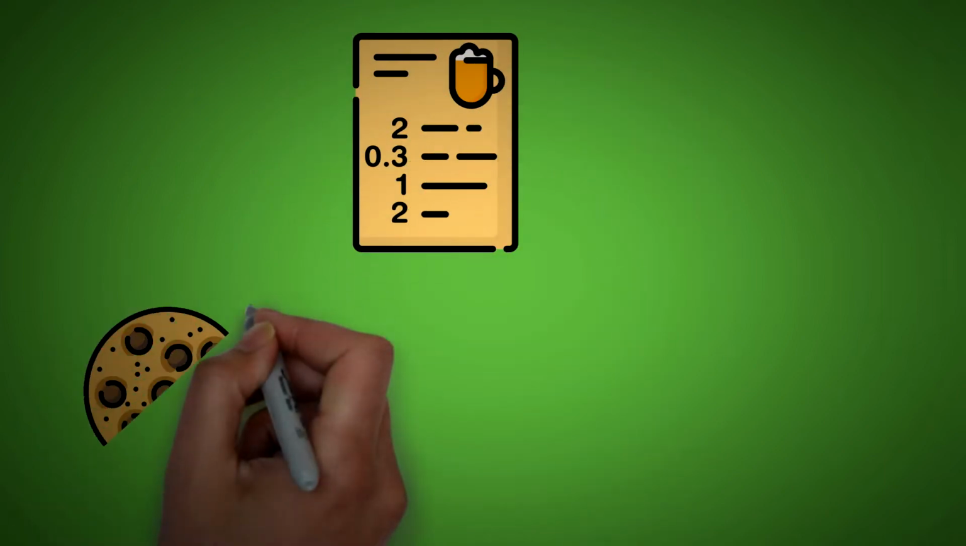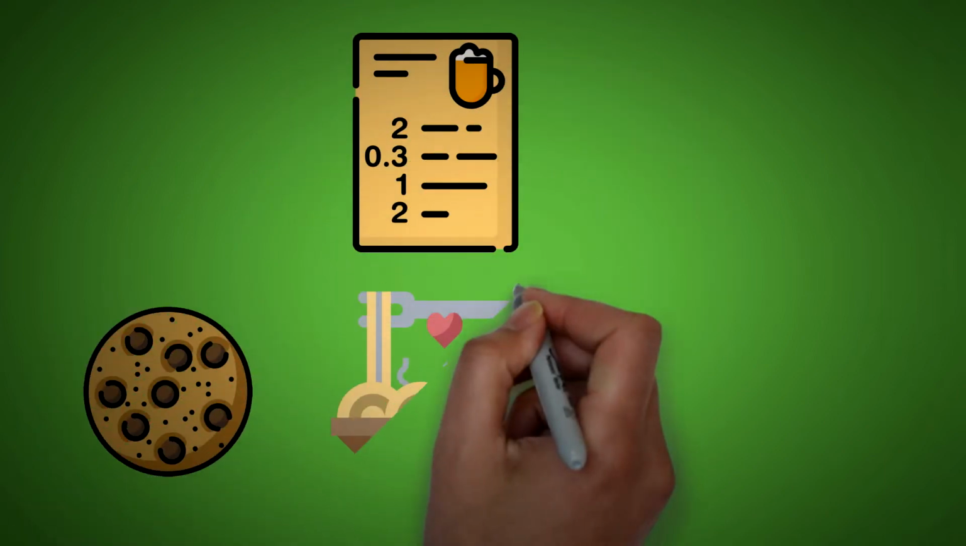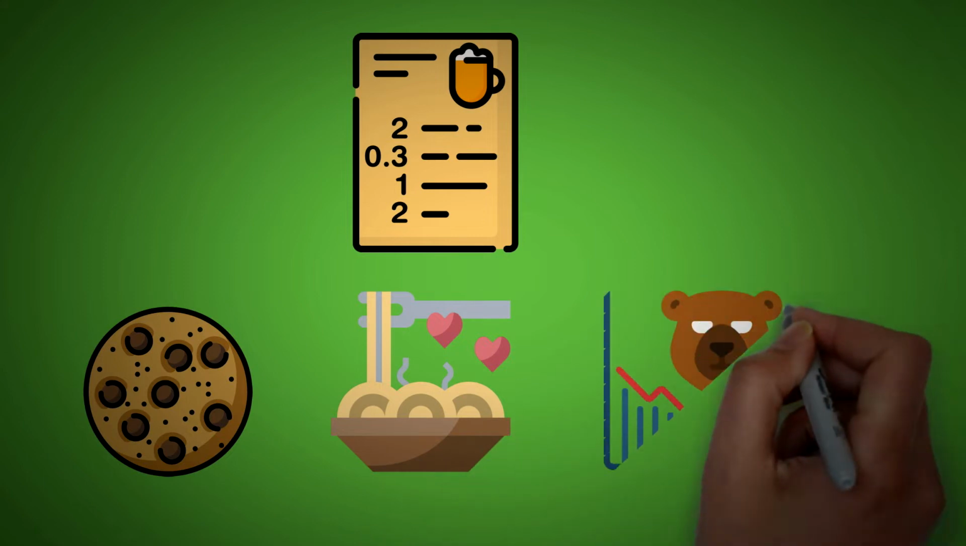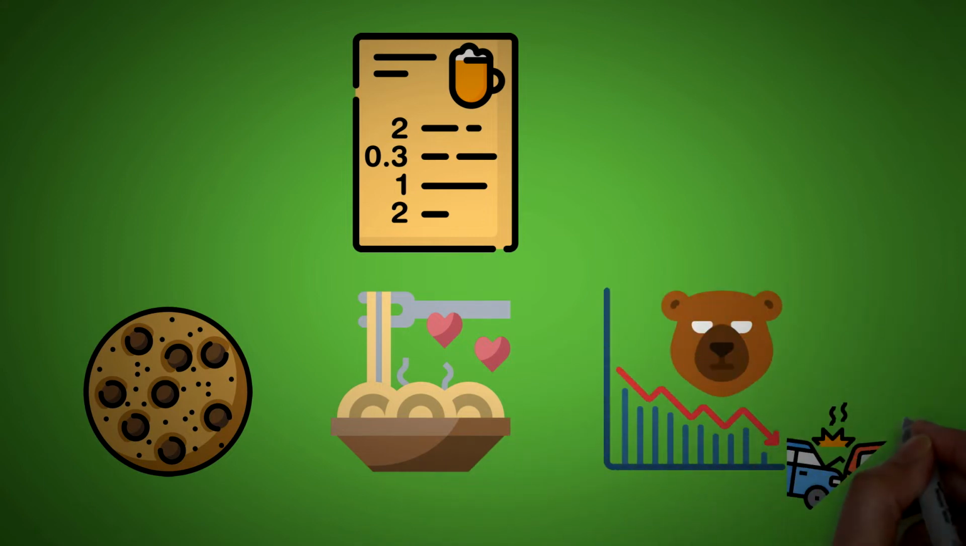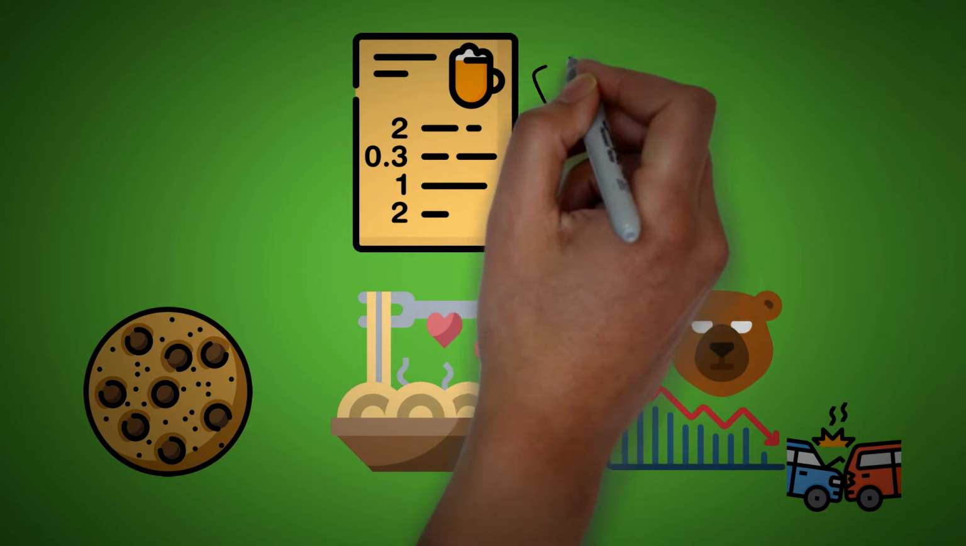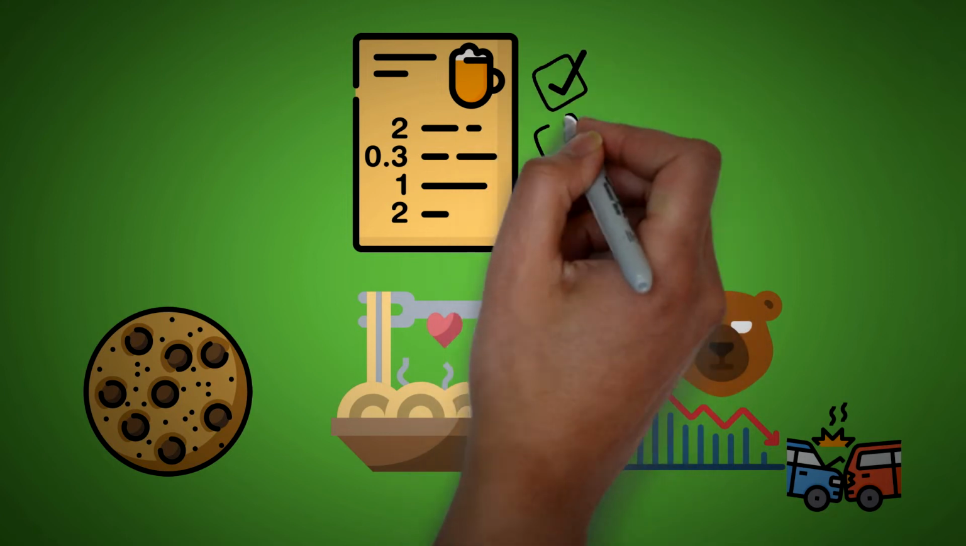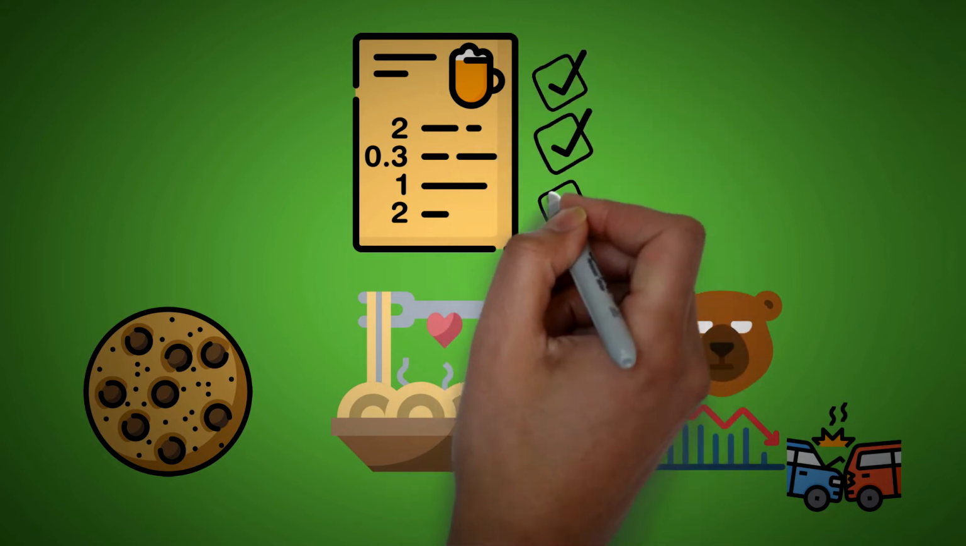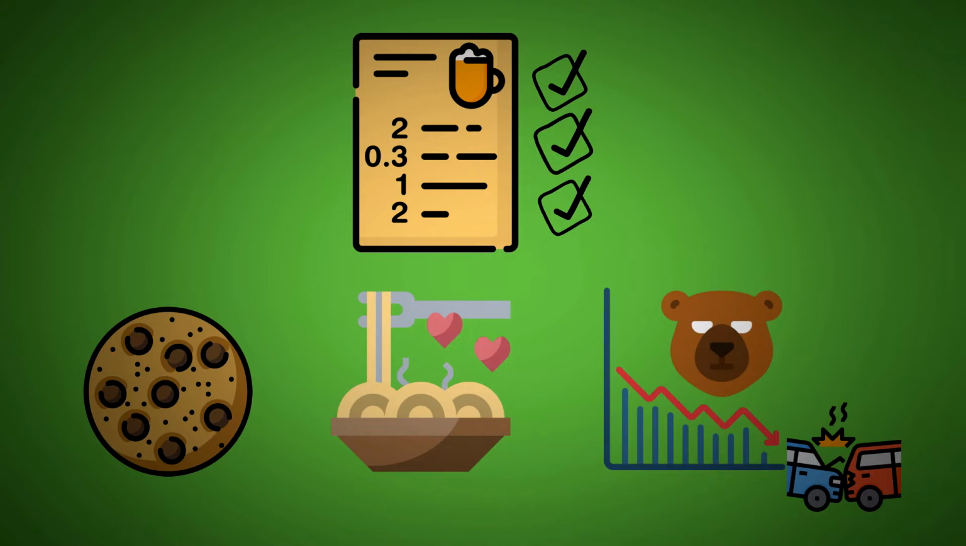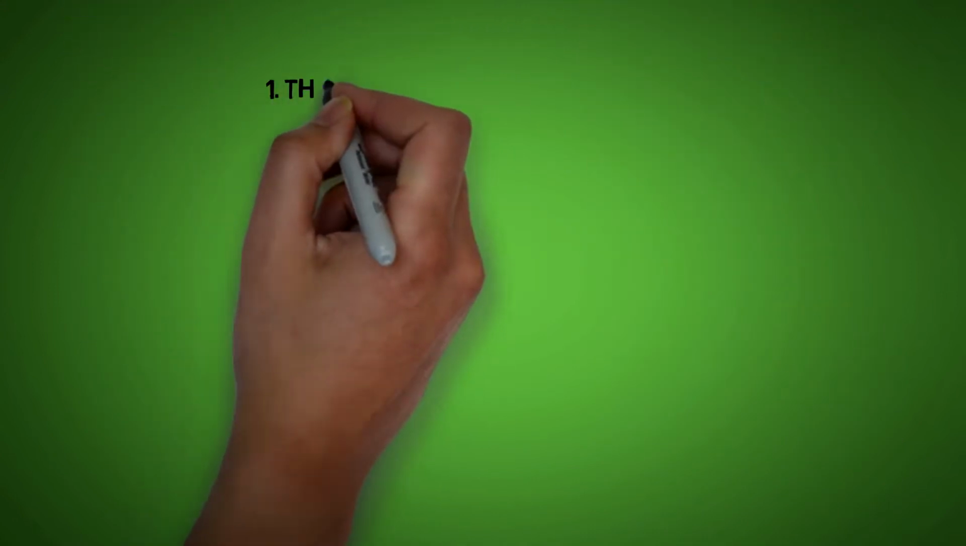There's a recipe to everything: cookies, pasta, or even a stock market crash in 2020. In order for this to happen, all the ingredients have to be there. And believe it or not, many of the critical ones are already in place. We'll go over 3 of them in this video.